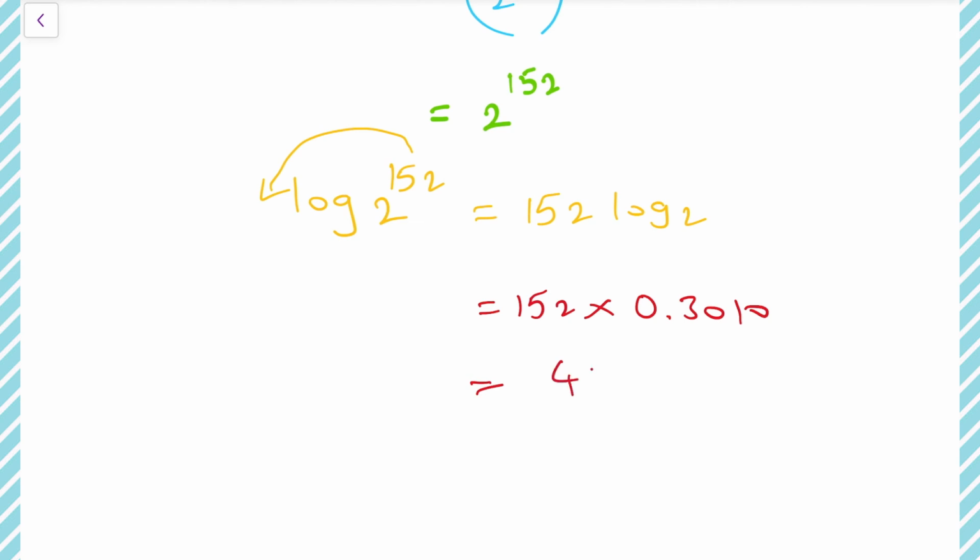It is nothing but 45.752. Now after getting an answer like this, whatever the number is before the decimal, for that one add 1. So 45 plus 1, 46.